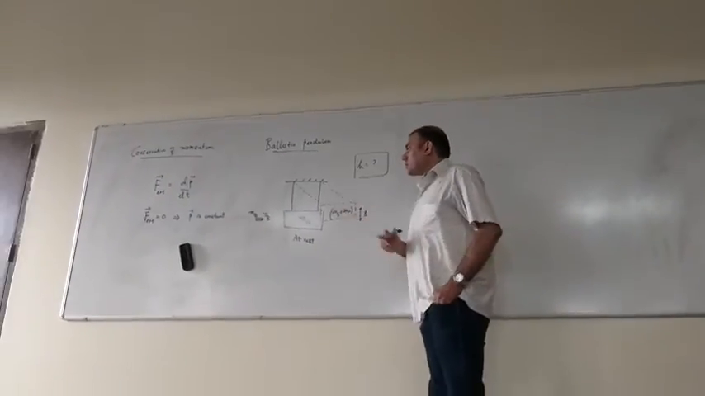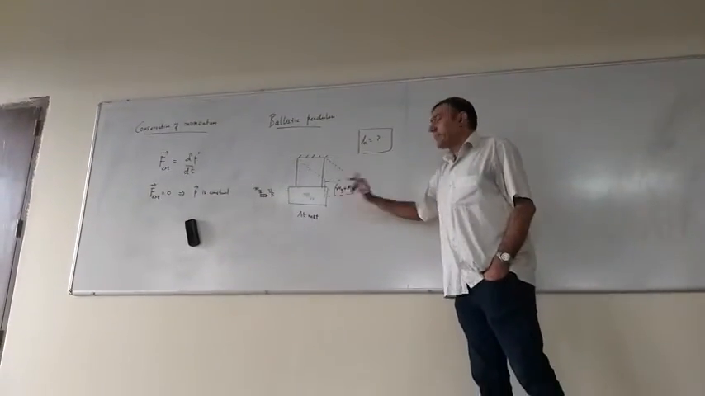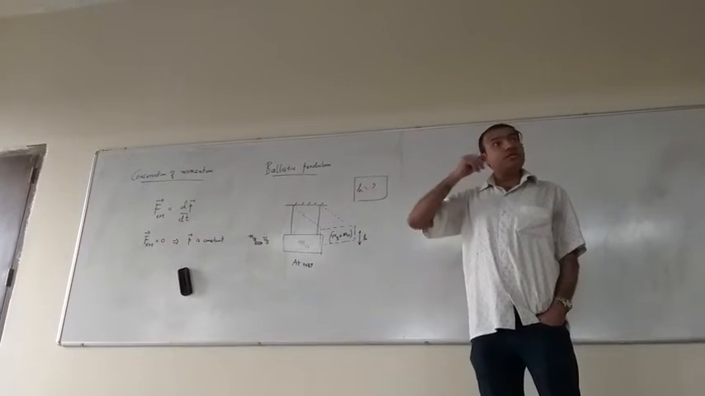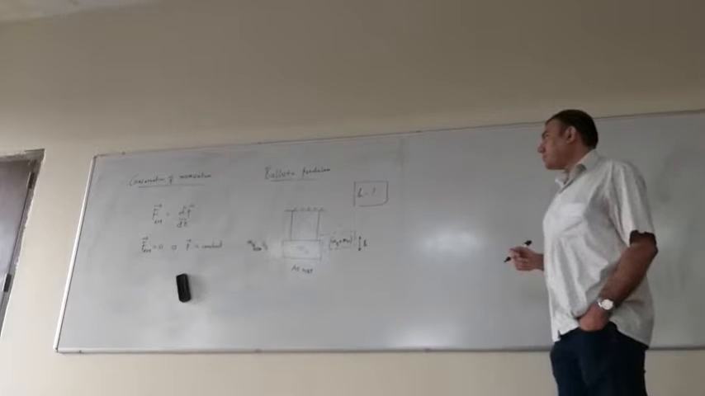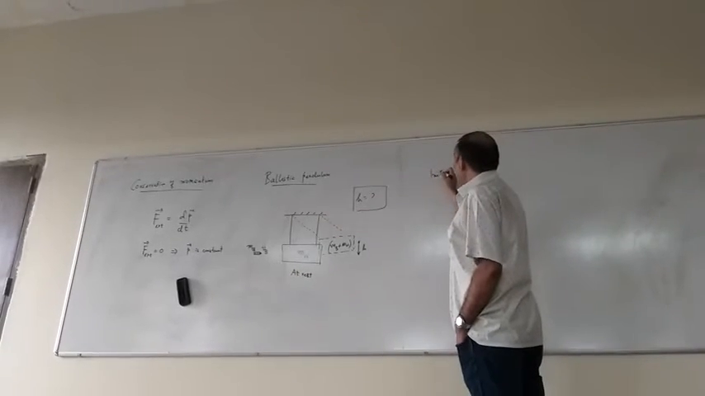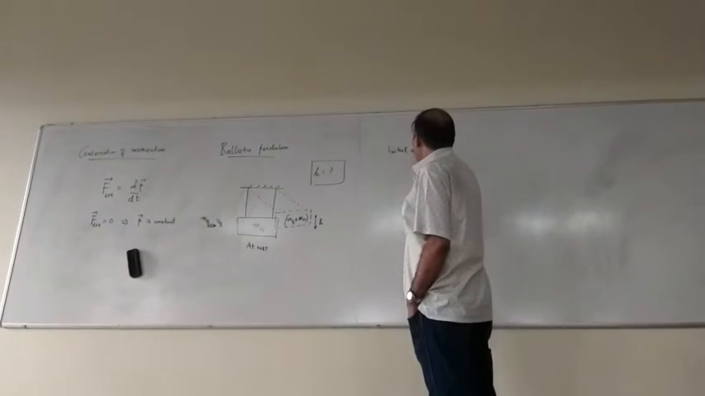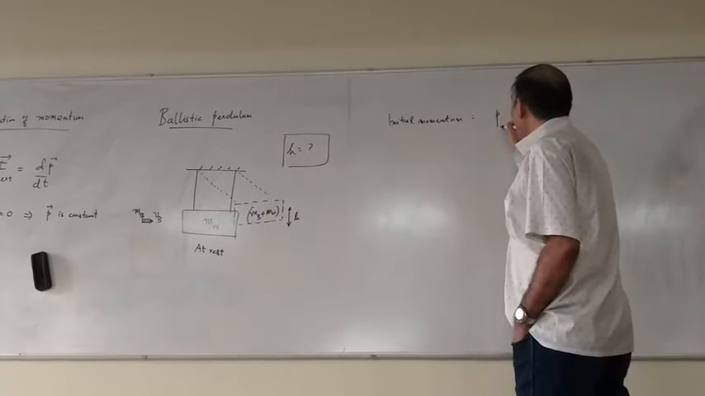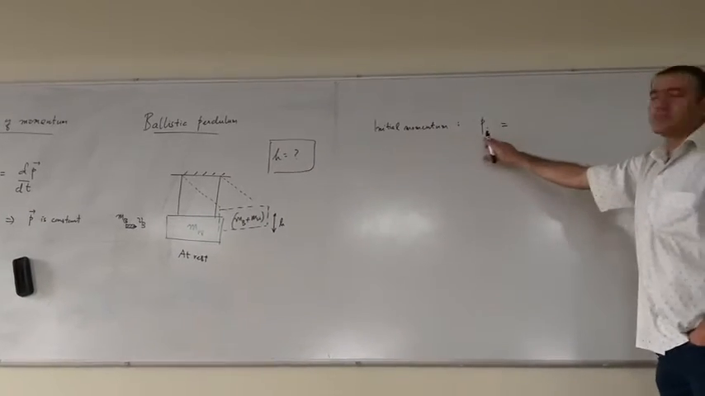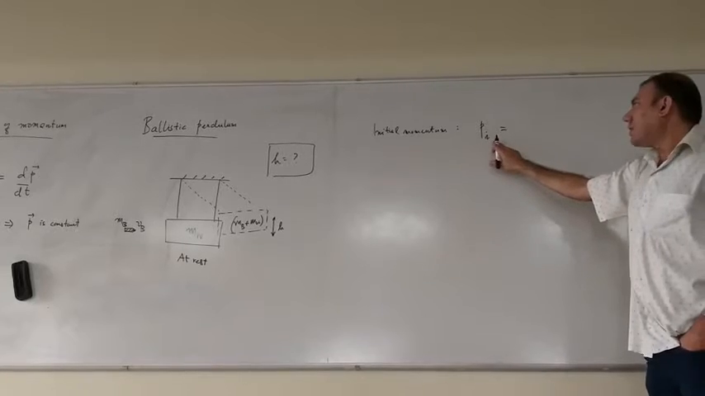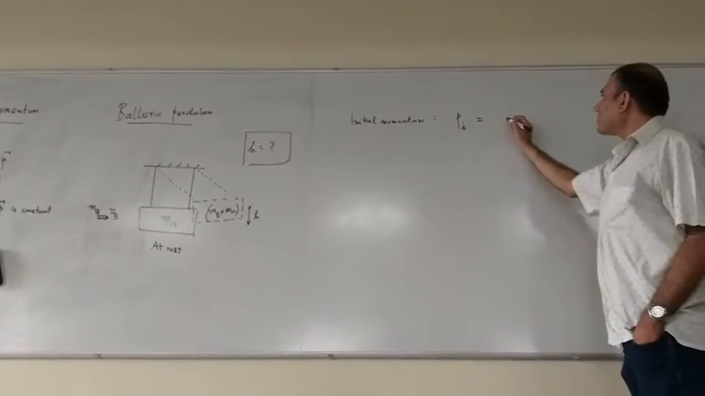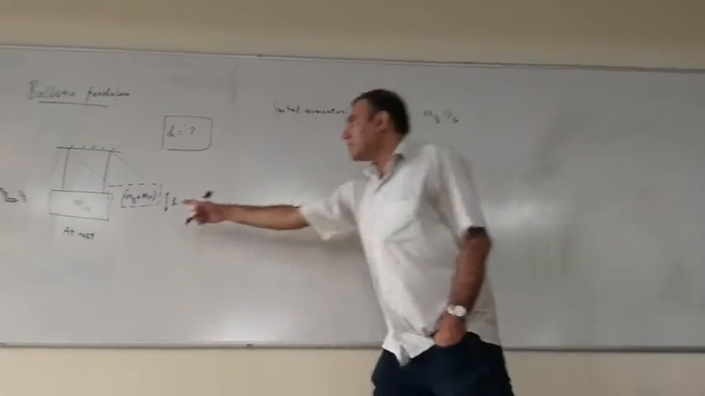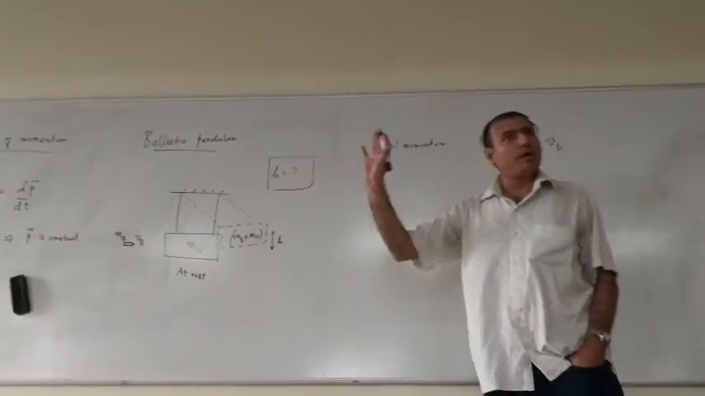Okay, so in order to find out the combined velocity, you just have to conserve the momentum, initial and final. Initial momentum is p_i. p is the common letter that we use for linear momentum, and i stands for initial. So that would just be m_b times v_b. The wedge was at rest to begin with, so no momentum is associated with it.